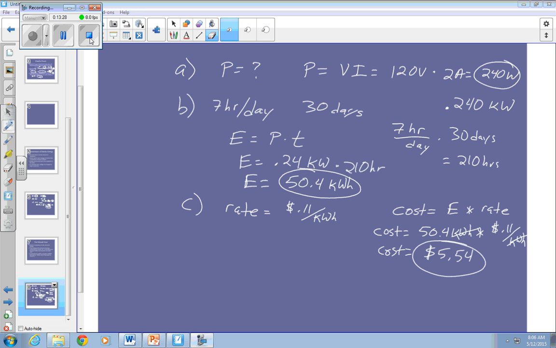All right, that's the end of what we're talking about with current electricity. Hopefully you should be able to handle this worksheet now. Thanks.